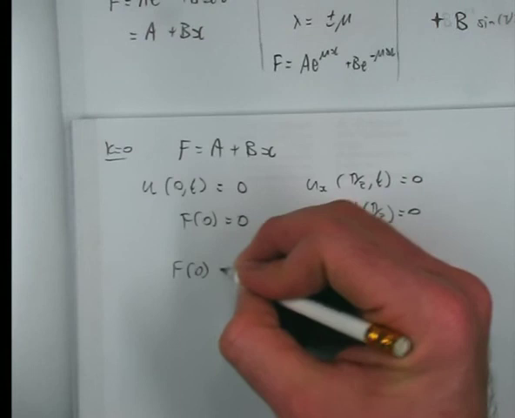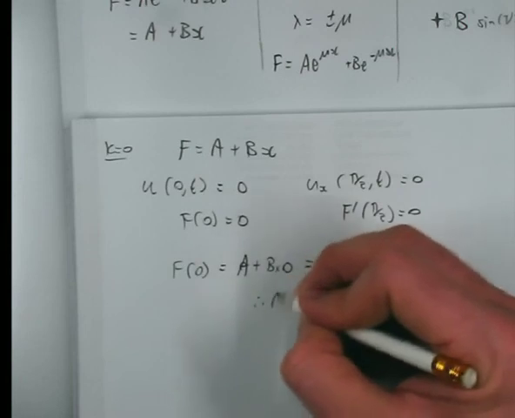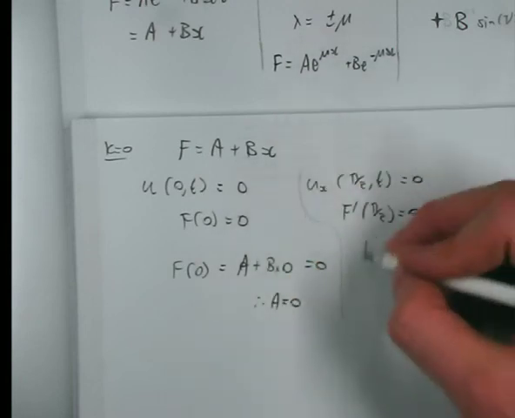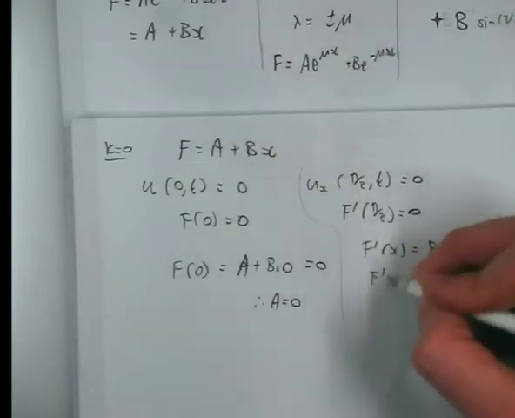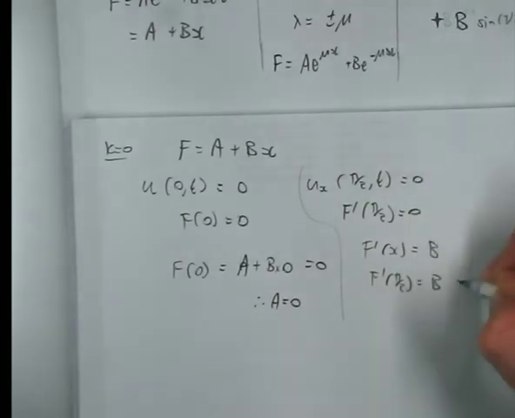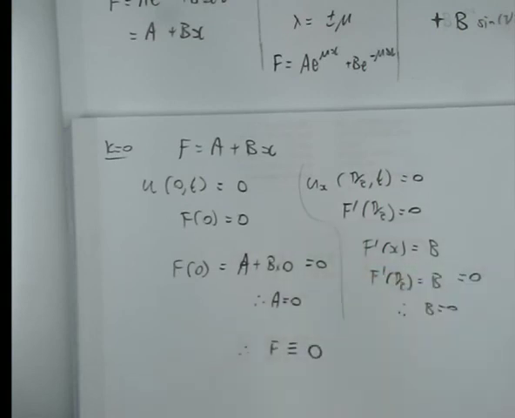So f of 0 is a plus b times 0, which is 0, so therefore a is 0. And f dash x is b, and f dash of pi on 2 is still b, which is supposed to be 0, so b is 0, and therefore f is the 0 function. I use a triple equals because that means identically 0, meaning it's 0 for all possible x's. Just to point out that it's not one particular x I'm thinking about. And so this one didn't give me any solutions that weren't 0, so I can ignore that.